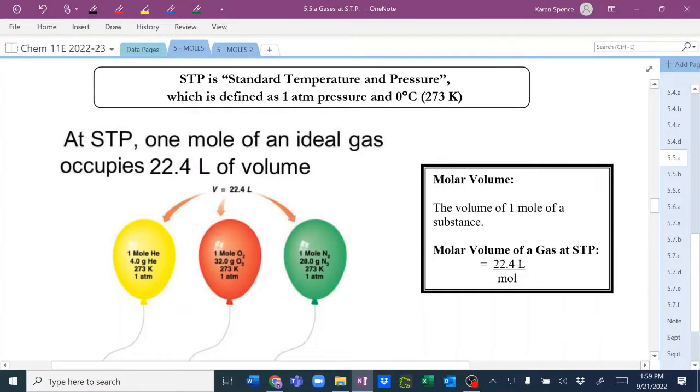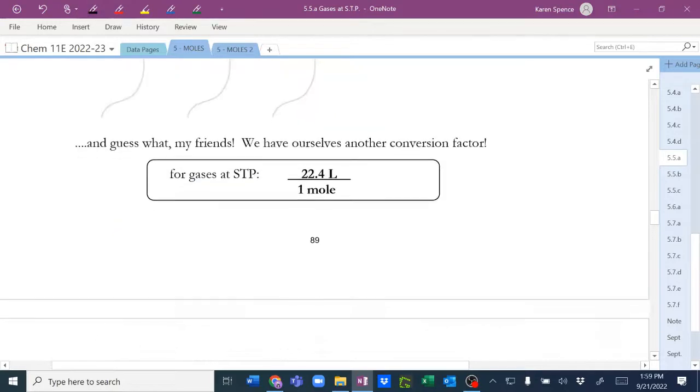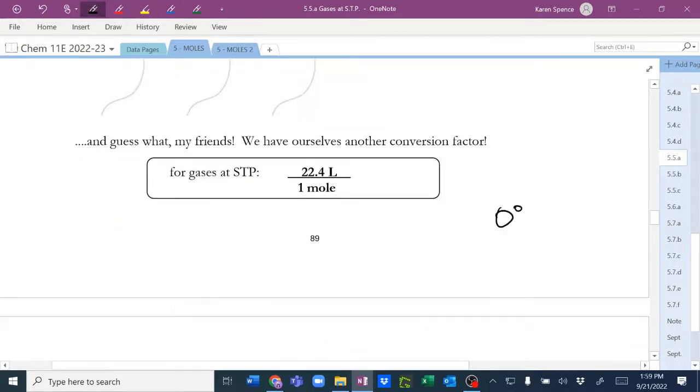You've memorized the number 22.4? Excellent. What temperature is that at? 0 degrees Celsius and 1 atmosphere. Do you know what 0 degrees Celsius is in Kelvin? 273. Do you know how the scale works with Kelvin?